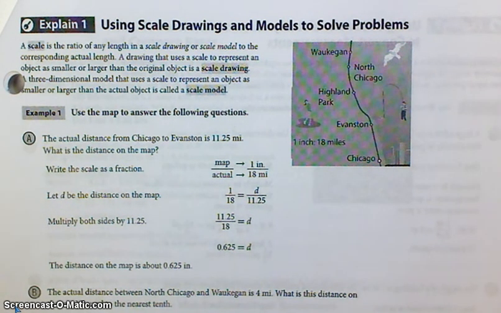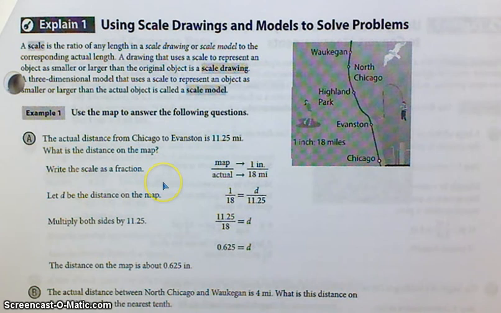Okay. Use the map to answer the following questions. Okay, so here's our map. Notice we have a scale. 1 inch is equivalent to 18 miles. The actual distance from Chicago to Evanston is 11.25 miles. What's the distance on the map?